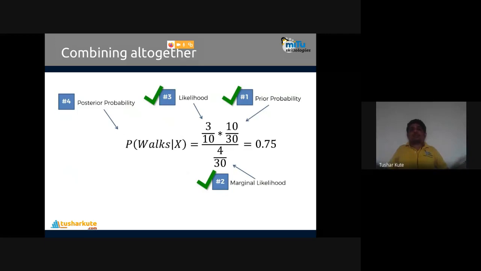Now revise the rule of probability. Whatever the event, how many events are there? 2. Walker, driver. If walker is 75%, then what about the driver? Obviously driver will be 25%. So if we combine them together, we get the result 1. If I combine together, then we will get 100% probability. Getting it?